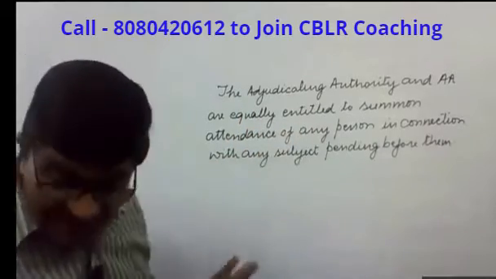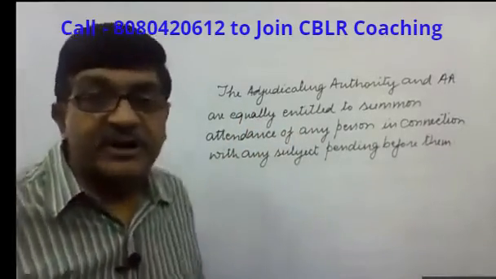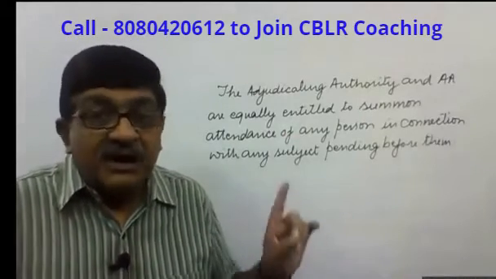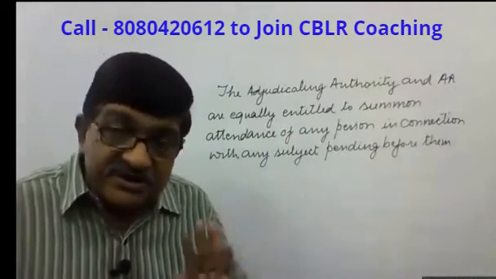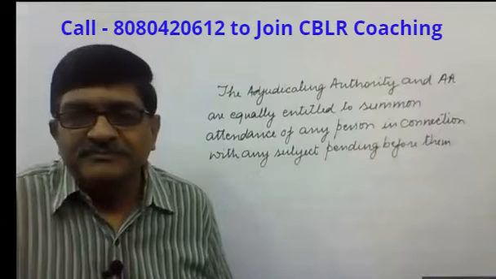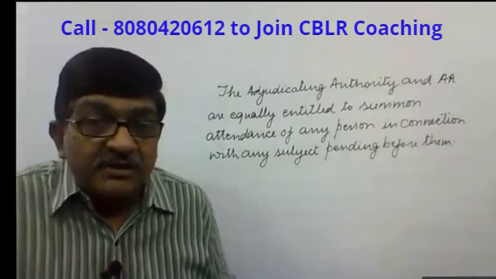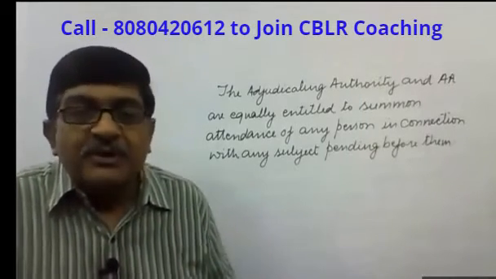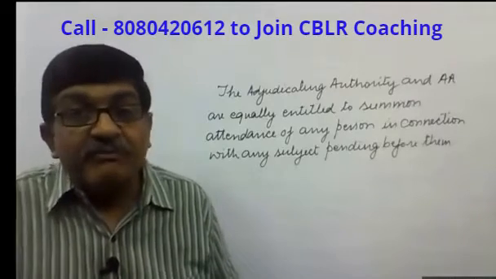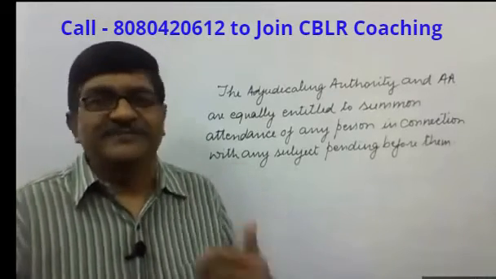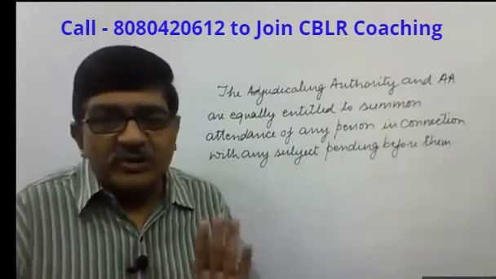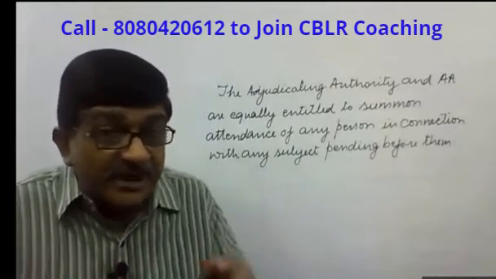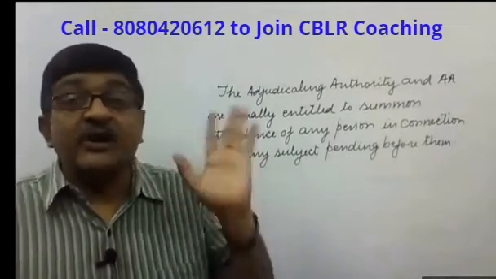Now, this is the only case where the powers of adjudicating authority and appellate authority are the same. Otherwise, I have already explained to you the distinction between the two, where the role of adjudicating authority ends. Therefrom, the role of appellate authority may begin, provided an appeal is filed. If an appeal is not filed, there is no role for the appellate authority. And once the matter is with the appellate authority, then adjudicating authority will have no role.